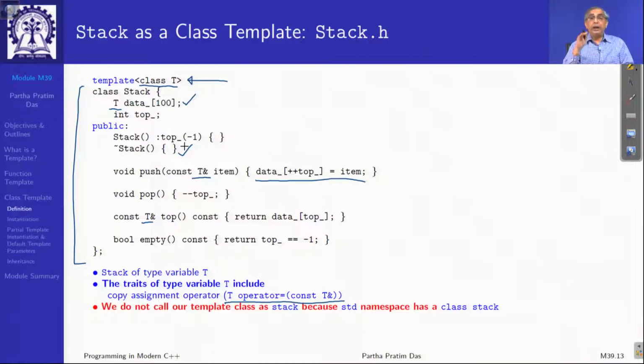As a counter example, I do not need to know if T can be compared or not, whether given two elements of T, I can say whether they are equal or unequal or less or greater. If T does not have any overloaded comparison operator, I do not have a problem using it as a stack. In some other context, I may have. So, the properties that I need of this type variable T define its traits, and we must be aware of that trait to be able to actually instantiate a class template.